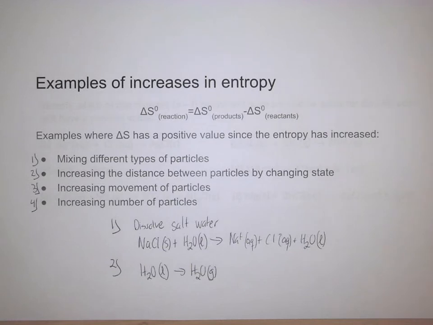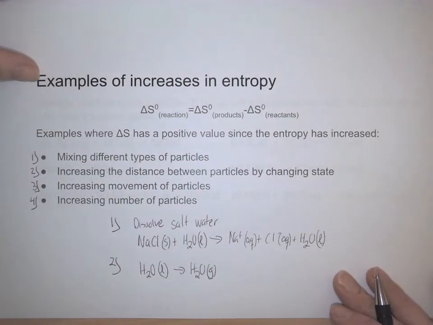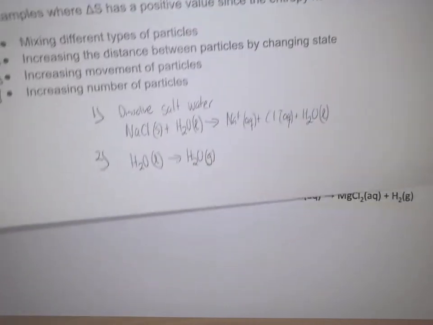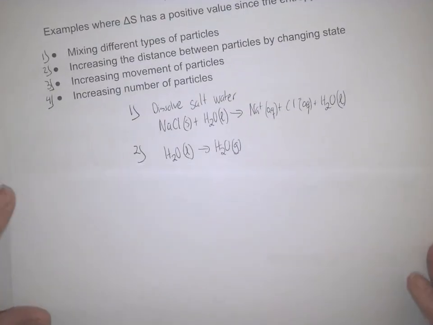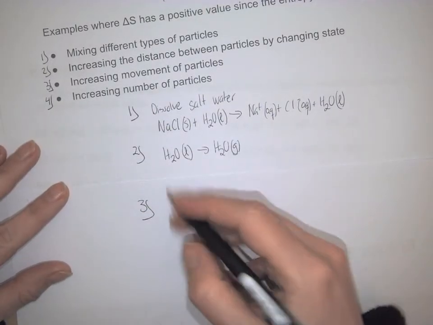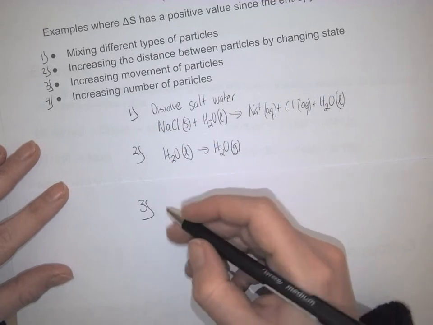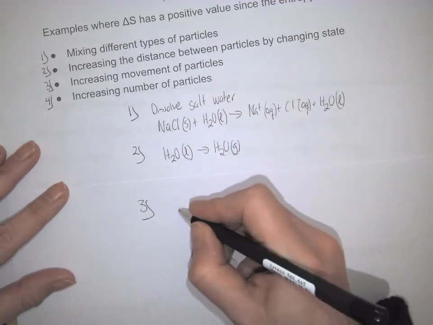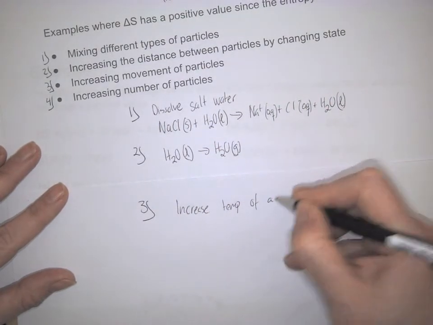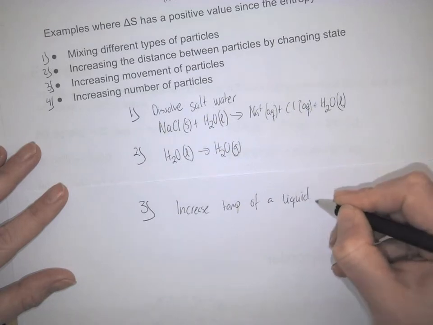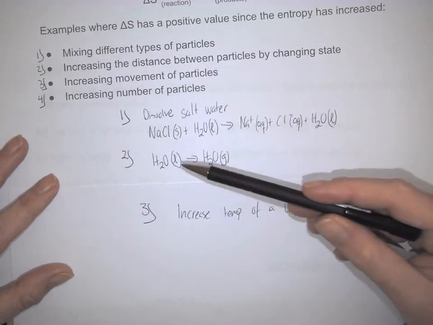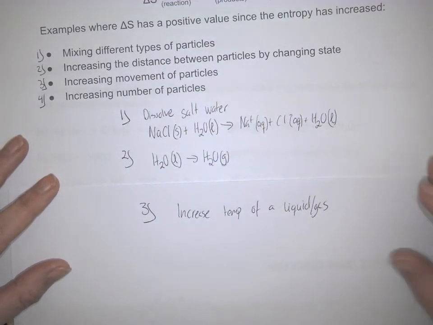The third one here was the increase in the movement of particles. In this case it can be, for example, if you increase the temperature of a liquid or gas. So this is really connected to the second one here, where you can see that increasing a temperature will also have the effect that the entropy will increase.